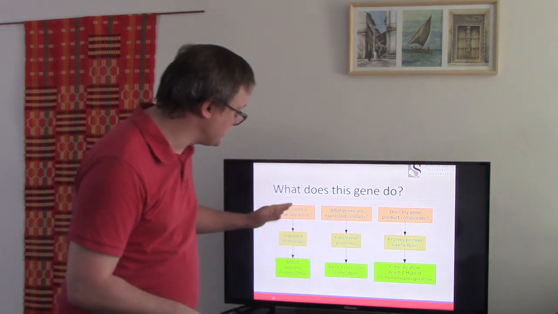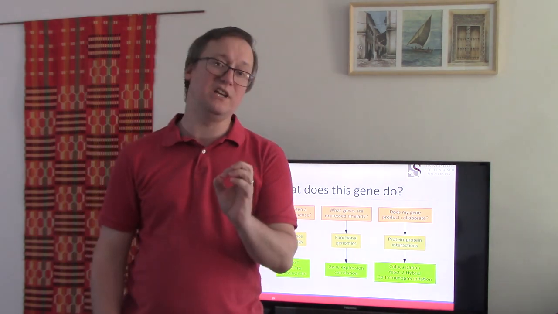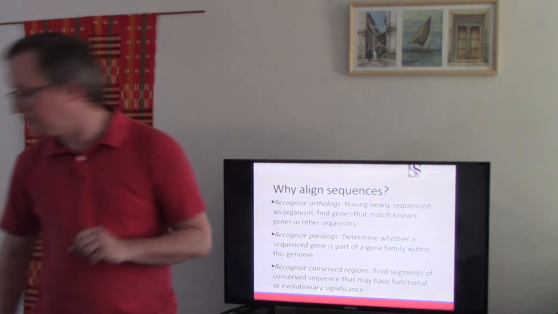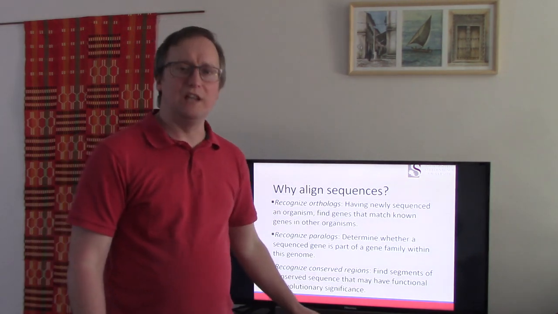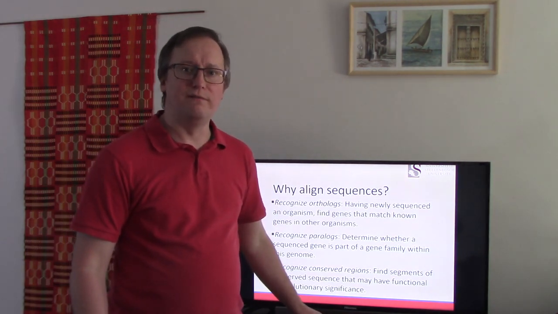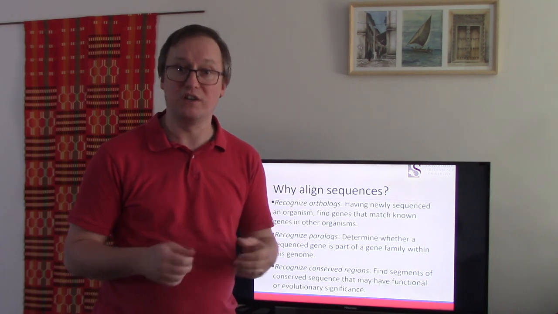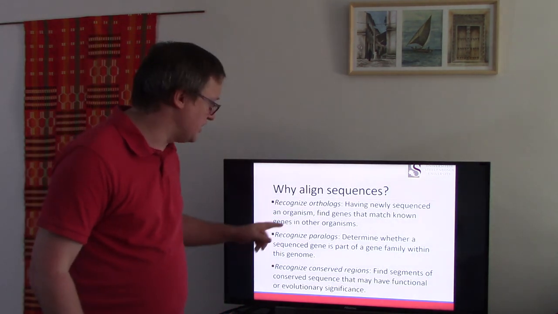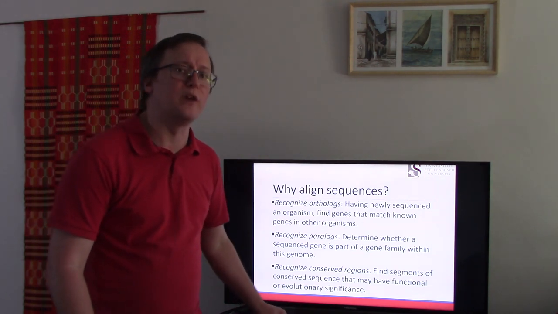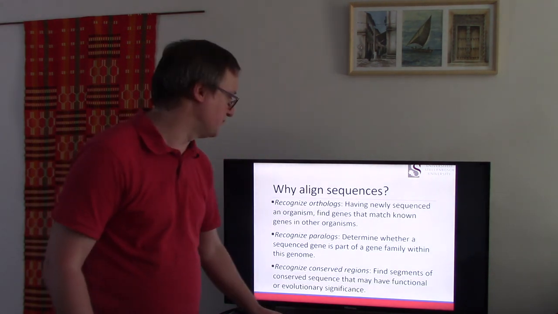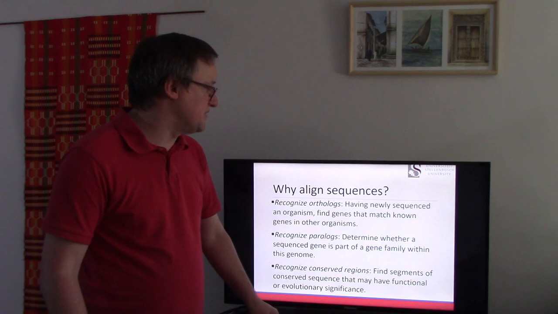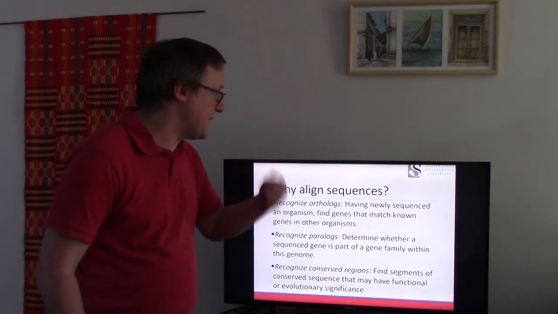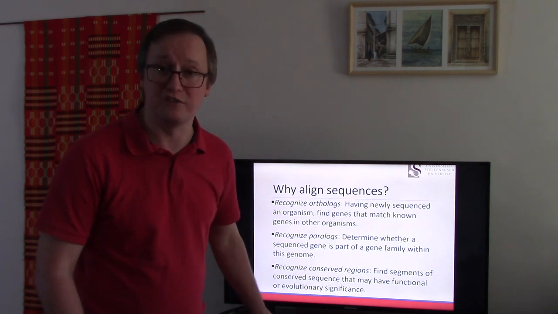For now, let's just focus our goals on: have we seen a sequence like this one in the past? Sequence alignment is our way of detecting homology among sequences. So why would we go about doing this? Let's start with recognizing orthologs. Orthologs: having newly sequenced an organism, find genes that match known genes in other organisms.